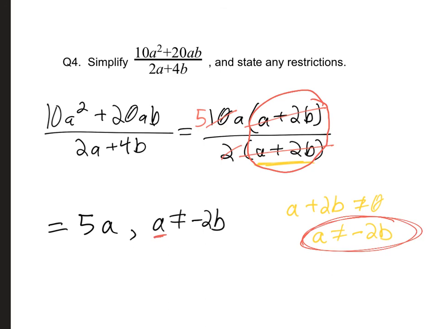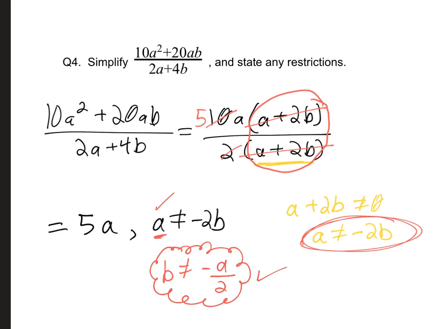I solved it for a in this case. It also would have been fine if you had solved this for b. In this case, I believe we would have had b cannot be equal to negative a divided by 2. This would have been okay. You only have to list one of the two pairs. Your teacher may force you to list one of these over the other. So for example, they might say, state the restriction in terms of a, in which case you would have to show the first one, or state the restriction in terms of b, in which case you would have to show the second one. But only one of these two is necessary.